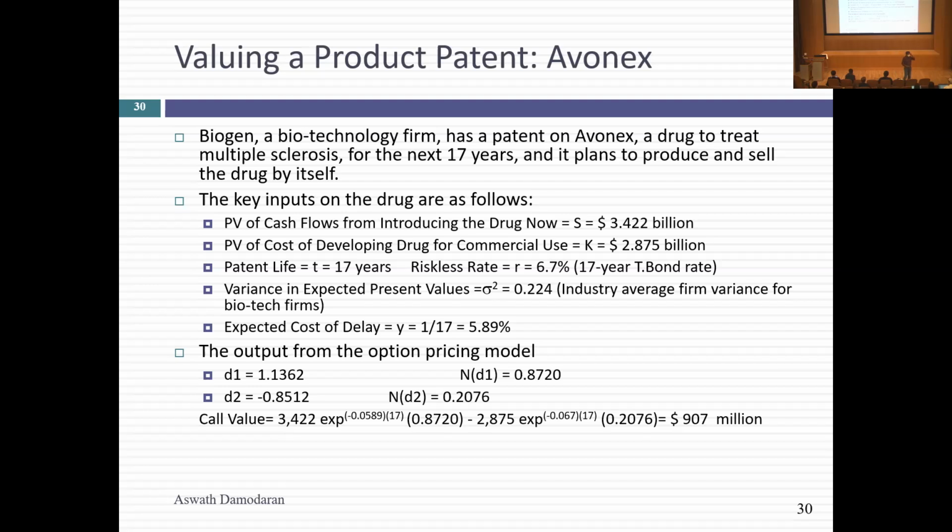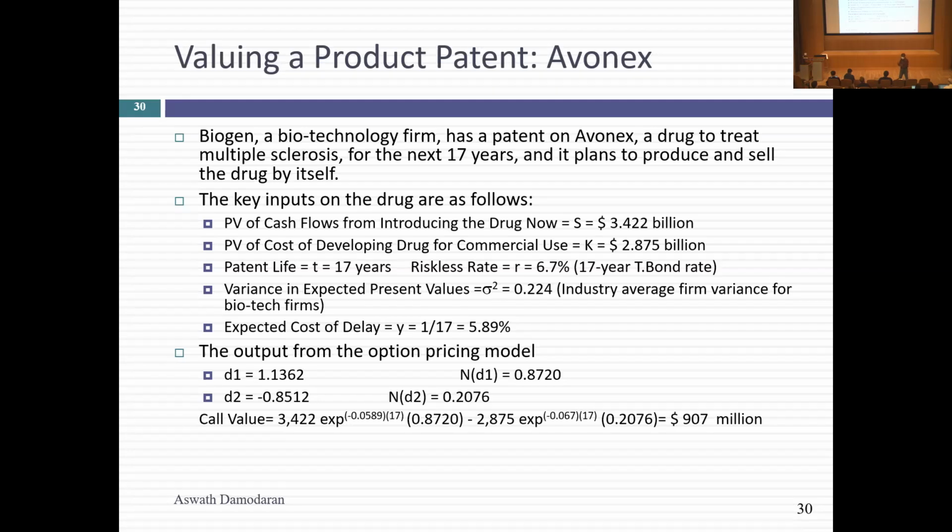The present value they got from developing the drug now was 3,422 million. Hang in there. They also estimated how much it would cost them to actually commercialize the drug. And remember, Avonex had no factories, no sales force. They estimated it would cost them 2,875 million to develop the drug. So if I paused right there and said, present value of the cash flows is 3,422, the cost of developing the drug is 2,875, that difference of 547 million is a net present value. File that away. So in a DCF world, this drug would be worth 547 million.